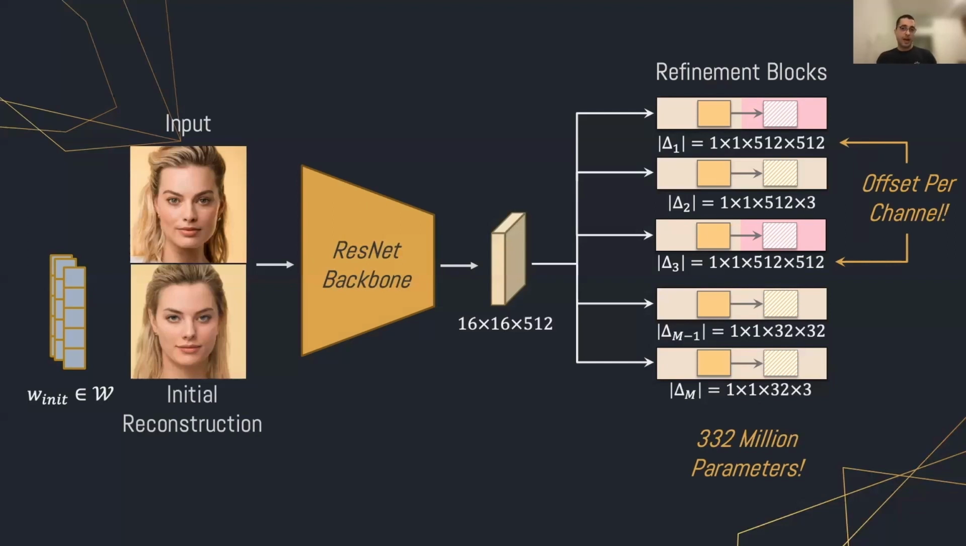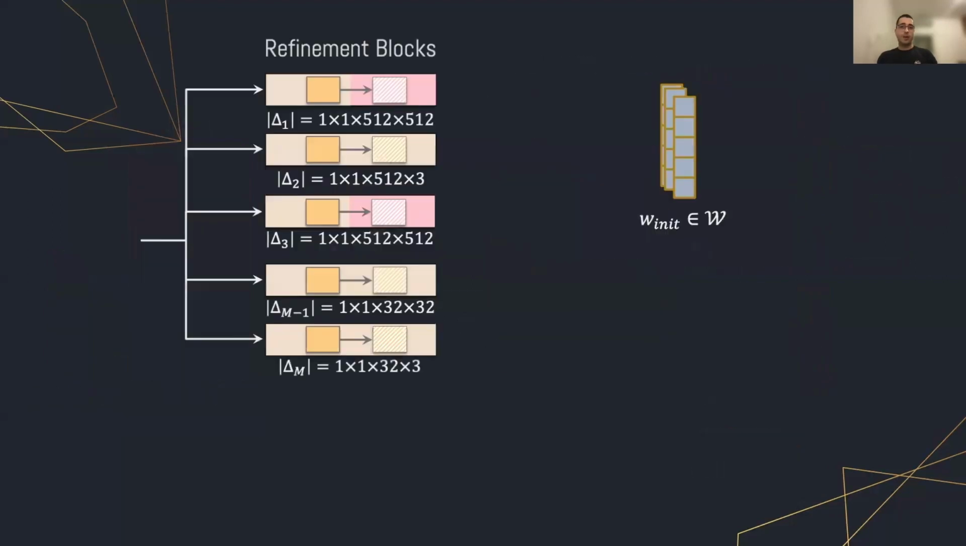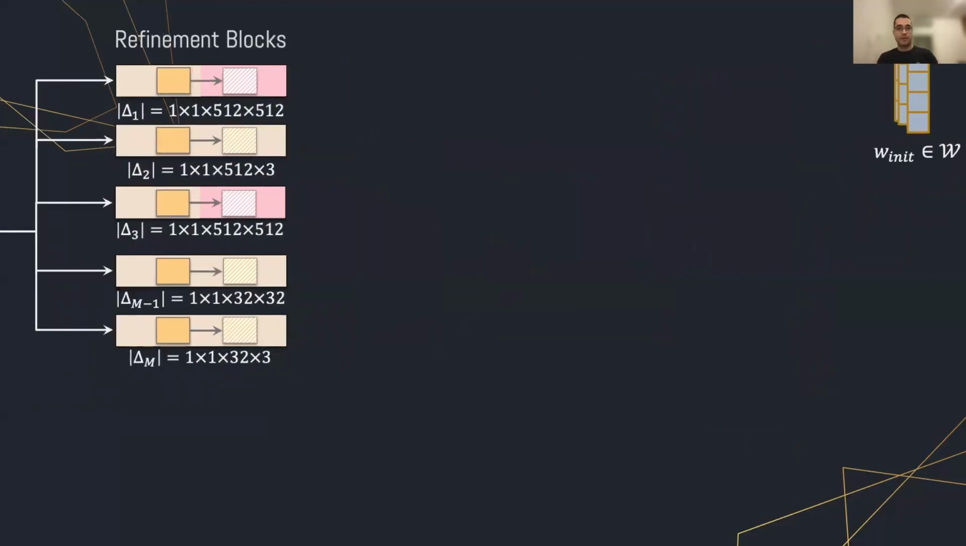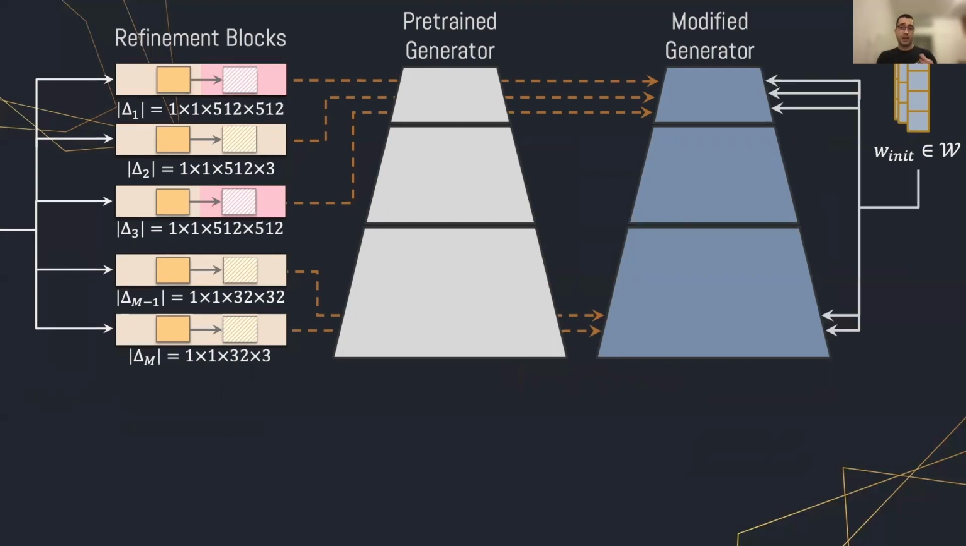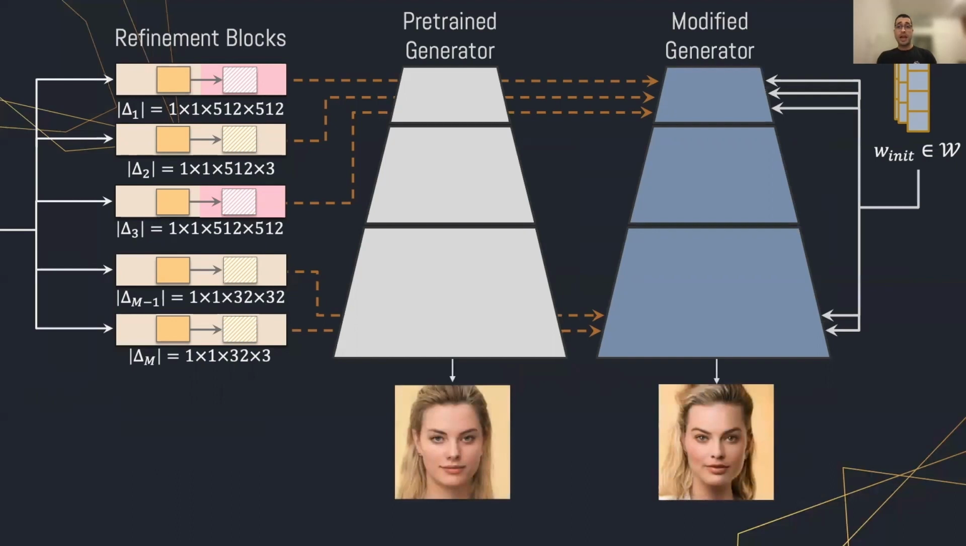So it's still quite a bit higher than PSP, but something that we can definitely work with. So we have these refinement blocks. How do we get our modified generator? We're going to simply take the outputs of the refinement blocks, pass them through our pre-trained generator to obtain our modified generator by simply adding these offsets to the convolutional weights of our original generator. And now, if we pass our initial latent code w_init in W, we'll get our final output image that we're looking for.